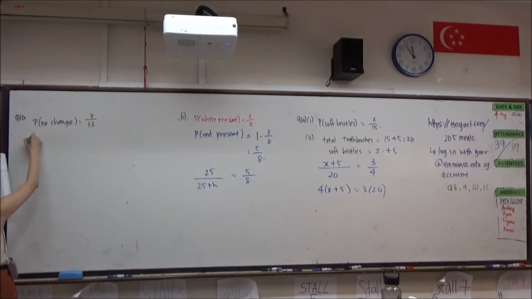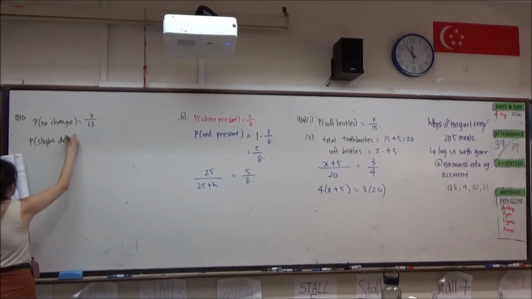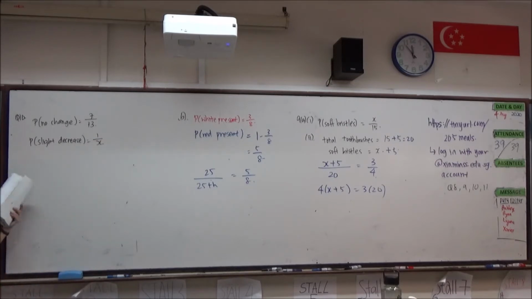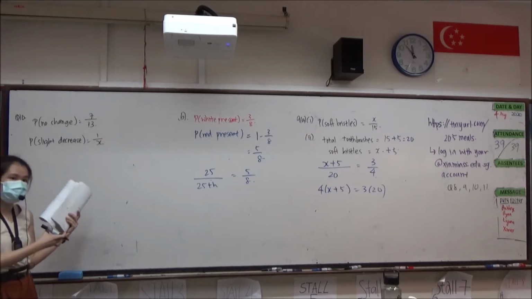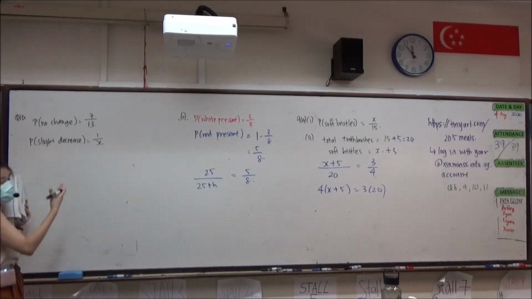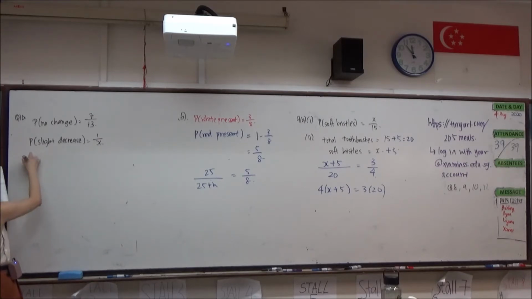So the probability with slight decrease is 1/x, because the fraction of patients, the number of patients, is actually the same as the probability fraction also. Then the remaining 1/2x have been found to have significant reduction.